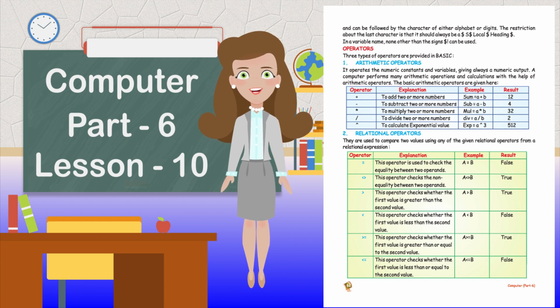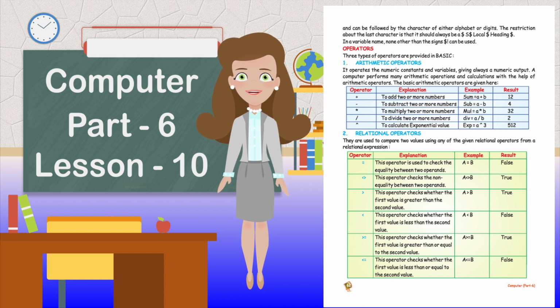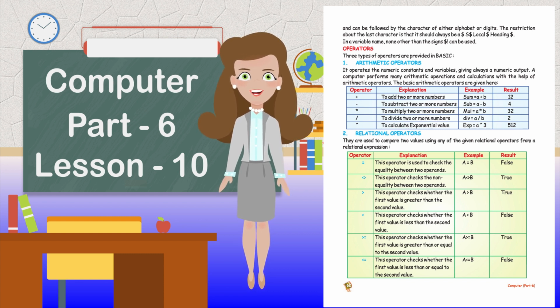Operators. Three types of operators are provided in BASIC. Number 1. Arithmetic operators. It operates on the numeric constants and variables, giving always a numeric output. A computer performs many arithmetic operations and calculations with the help of arithmetic operators. The basic arithmetic operators are given here.